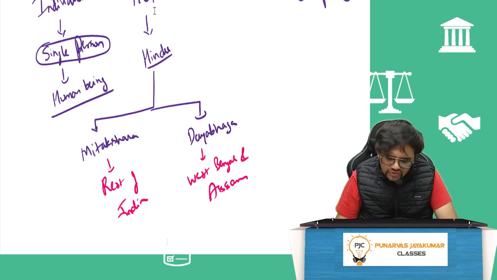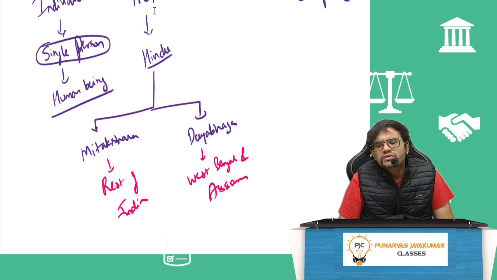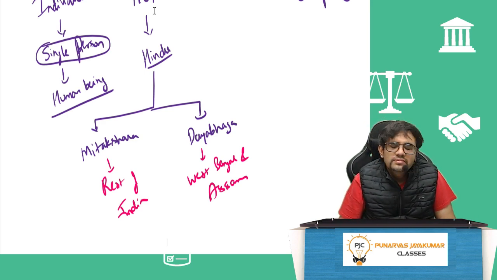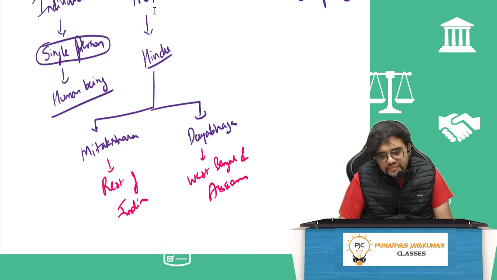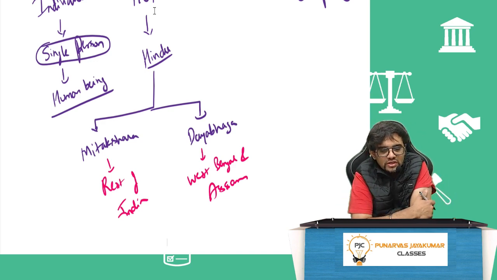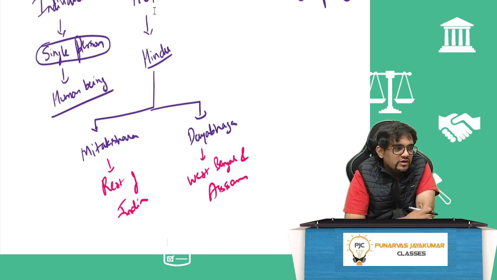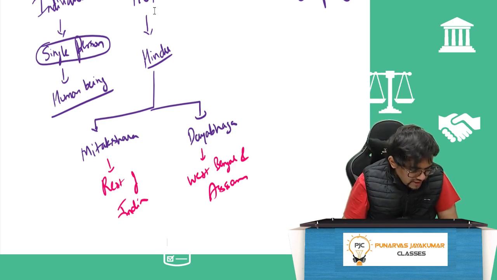It's actually a very good change also. Women can rule the world. What's the point of not giving them the Karta-ship of the Hindu undivided family? You can give. Okay. So, Mitakshara school of Hindu law, Dayabhaga. Dayabhaga is West Bengal and Assam. Mitakshara school, rest of India. Are you with me, guys?